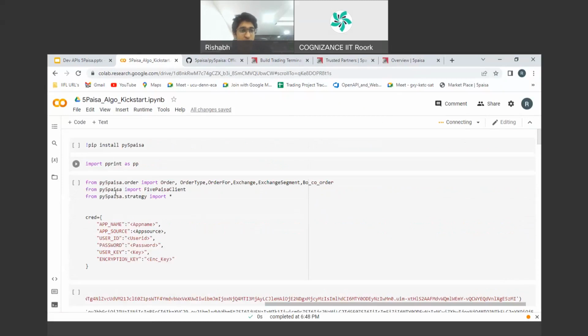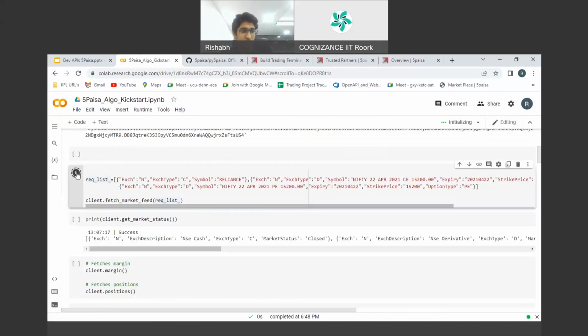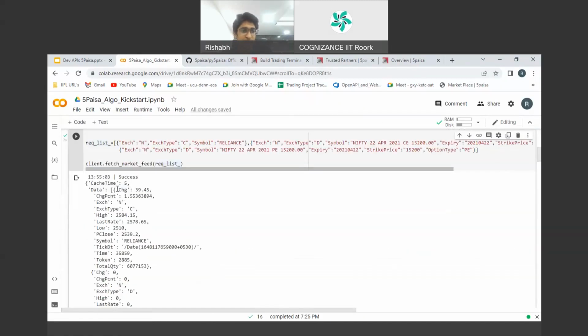So first I have installed it, right? I have installed the library, and after this, I'm just going to execute this piece of code again. And so we get some data. This data type is JSON, and it has all the data about Reliance.